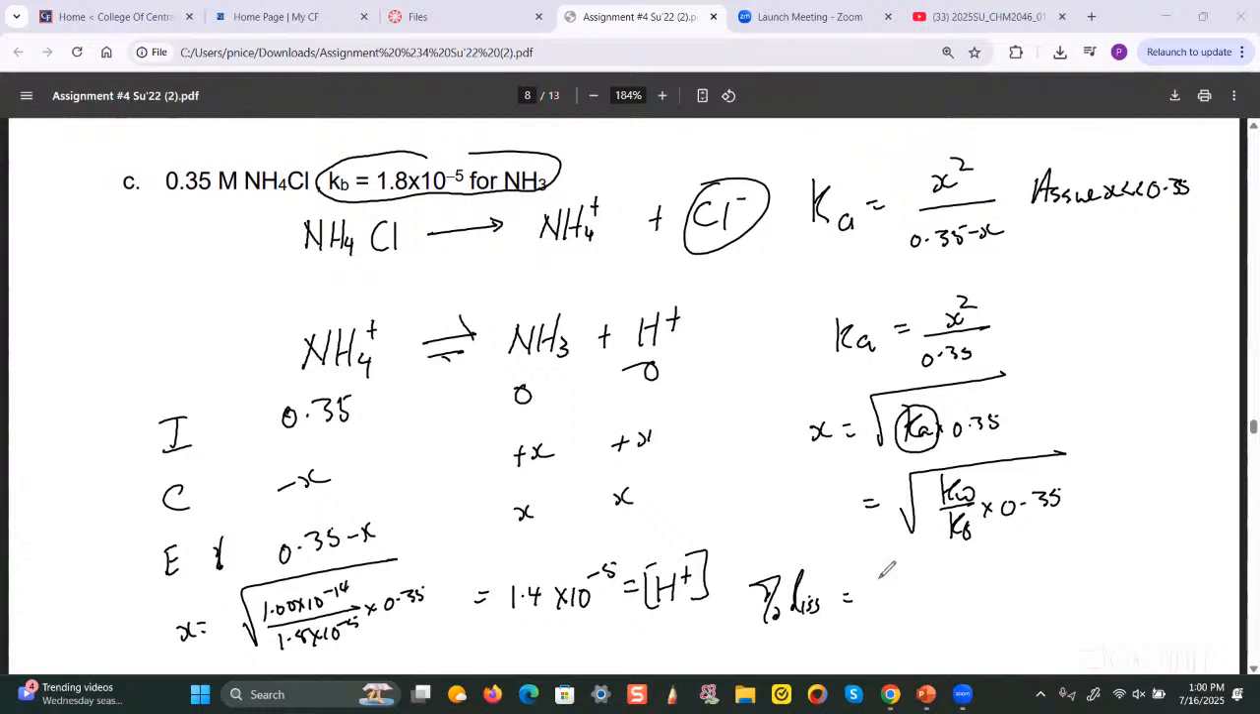Is it the 1.4 times 10 to the negative 5? 0.35 M times 100%, of course. So let's see what that gives. 1.4 times 10 to the minus 5 divided by 0.35 and then times 100. According to my calculation, this works out to be 4.0 times 10 to the minus 3%, which is obviously less than 5%. So that means that the assumption is okay. So, next step.